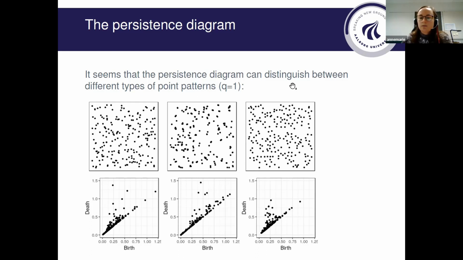And then finally this repulsive pattern, which if you look at it, looks more regular than the two others. And you also see that the points in the persistence diagram seem to cluster more in the lower end. So points seem to be born and die at similar times, which somehow captures some of the regularity here. So it seems that there should be some information about the point pattern in these persistence diagrams.